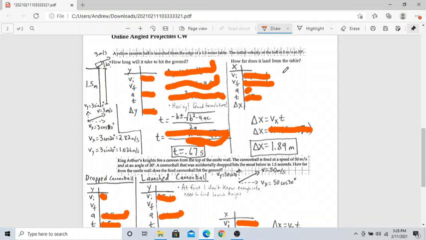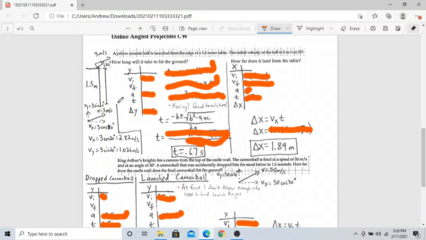It says a ceramic ball is launched from the edge of a 1.5 meter table. The initial velocity of the ball is 3 meters per second at a 20-degree angle. When in doubt, the easiest thing to do is to draw a picture of it to help you visualize it, and I've done so just to the left. So you see I've got a 1.5 meter tall table, and I have a cannon that is designed to launch at a 20-degree angle, and it launches at a velocity of 3 meters per second.